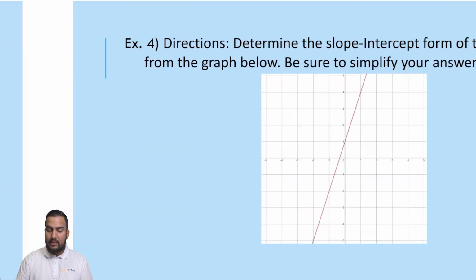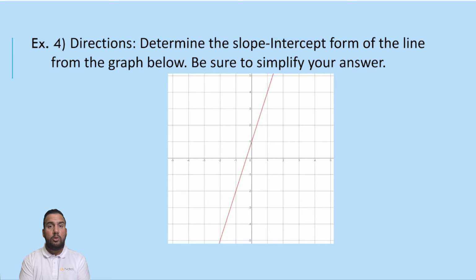Okay, last two examples. We worked with points, we worked with tables, and now we're missing the graph. Graphs look tricky, but they're actually not because they give you the y-intercept right away. If you remember from the previous lesson, the y-intercept is right on the y-axis, which is right here. So I know my y-intercept, my b, is equal to 1. I know that for a fact.